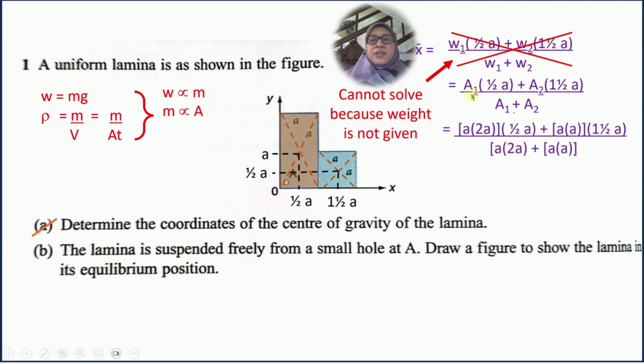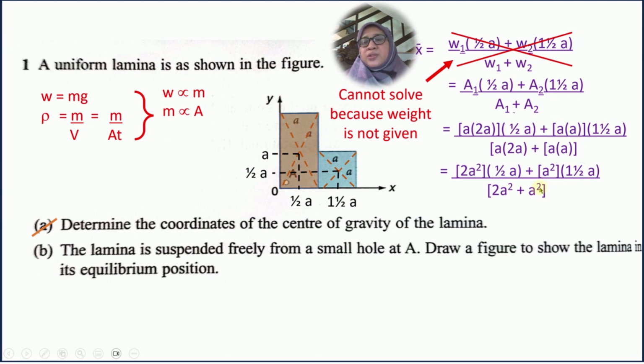Now we calculate the area of the rectangle, which is 2A multiplied by A, and then the distance from the center of the rectangle to the origin, half A, plus for the square, the area is A times A, with distance 1.5A from the origin. Divided by the total of the area. So we simplify: 2A times A is 2A squared.